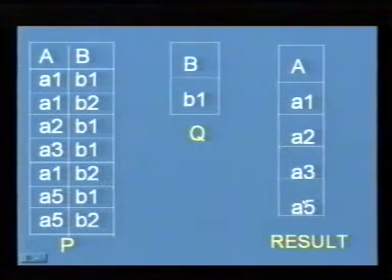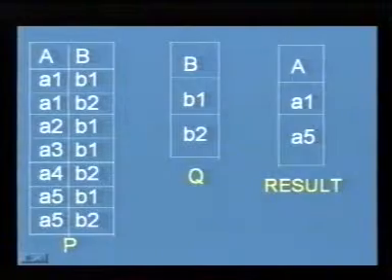and A5. This is obtained because A1 is associated with B1, so it is there in the resultant relation. A2 is also associated with B1 and therefore it is there in the resultant relation. A3 is also associated with B1 and therefore A3 is also in the resultant relation. A5 is also associated with B1 and therefore it is in the resultant relation. So basically, wherever we have B1, those corresponding A attribute values will be listed in the resultant relation.